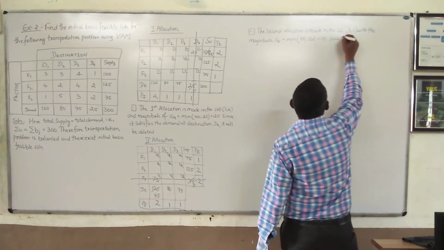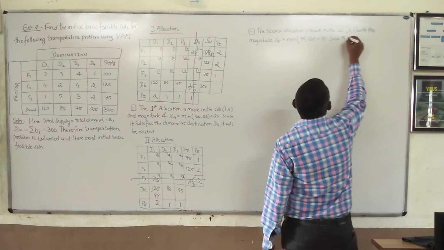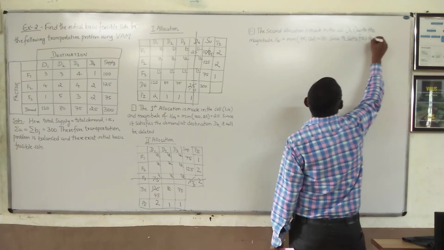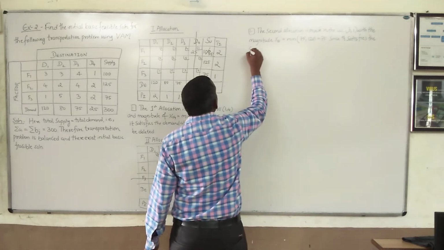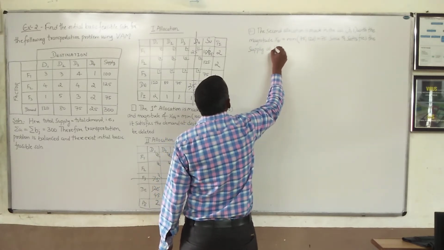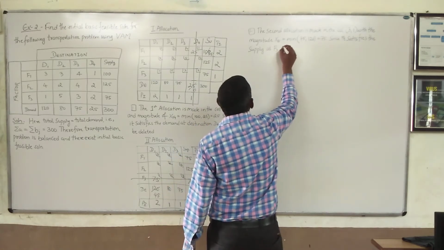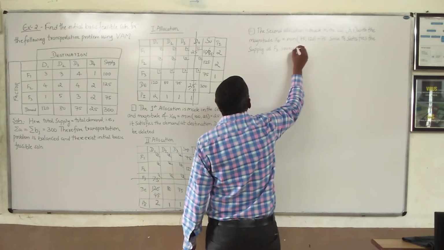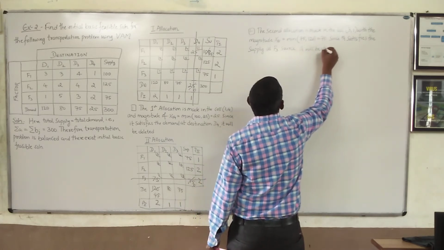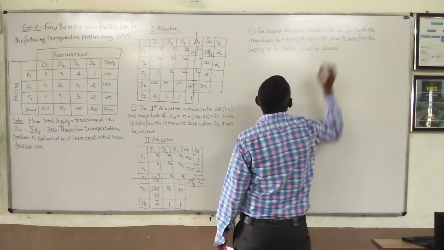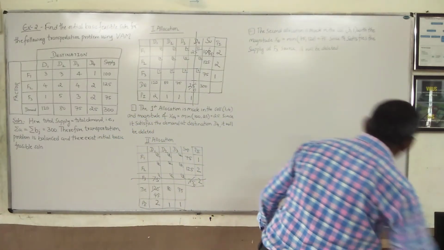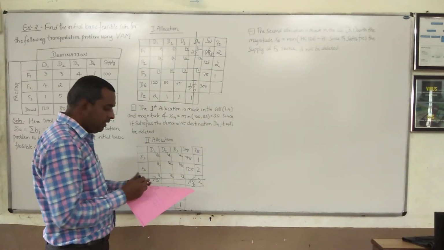Since it satisfies the supply at source F3, it will be deleted. It will be deleted. Fine. Let me change the pen here. It will be deleted. Fine.